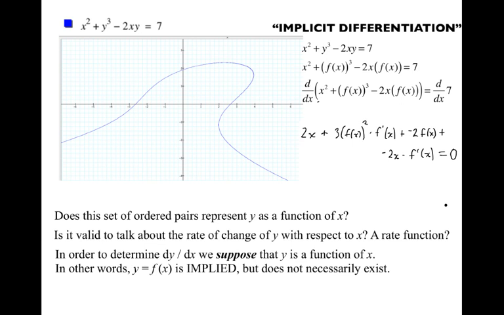And what was I after in doing this? What did I want to find? I wanted a rate function, dy/dx. Where do I see that in what I just did? Where is dy/dx in here?